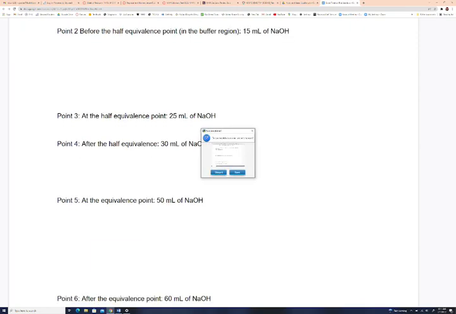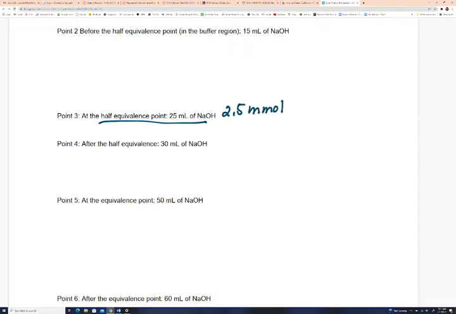Okay. And then I'm going to say at the half equivalence point, 25 milliliters. Of course, that is 2.5 millimoles. And so that is showing us that I have neutralized half of the acid. So at half equivalence, remember pH is equal to pKa. And so that is going to be the negative log of our 7.2 times 10 to the negative 4th, which is 3.14.